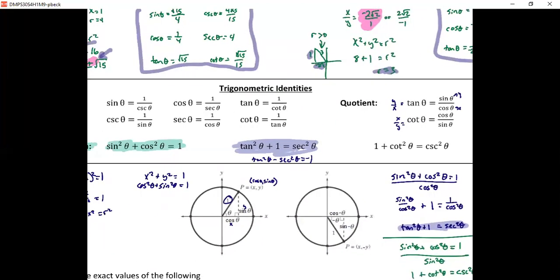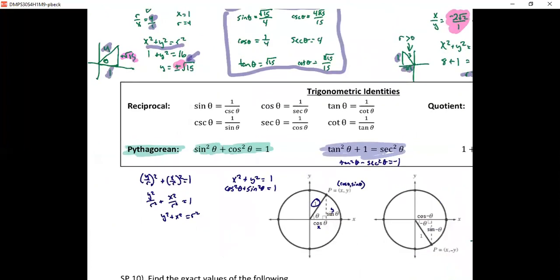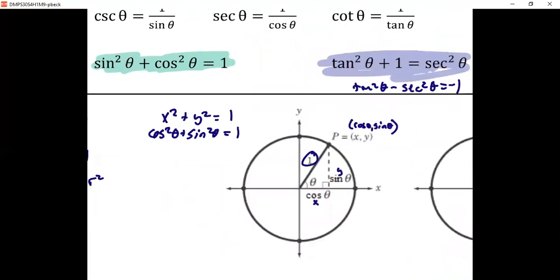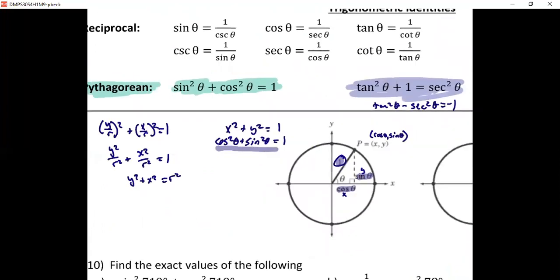With our Pythagorean identities, the most important one that we have is sine squared plus cosine squared equals 1. The reason why sine squared plus cosine squared equals 1 has to do with the fact that we have a triangle on the unit circle. So the x value is the cosine, the y value is the sine, which forces cosine squared plus sine squared to actually equal 1 by the Pythagorean theorem. That's why they're called the Pythagorean identities.